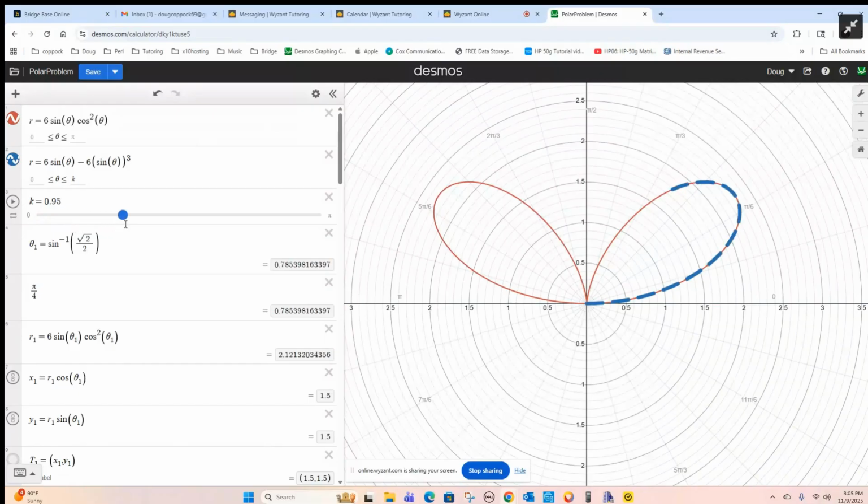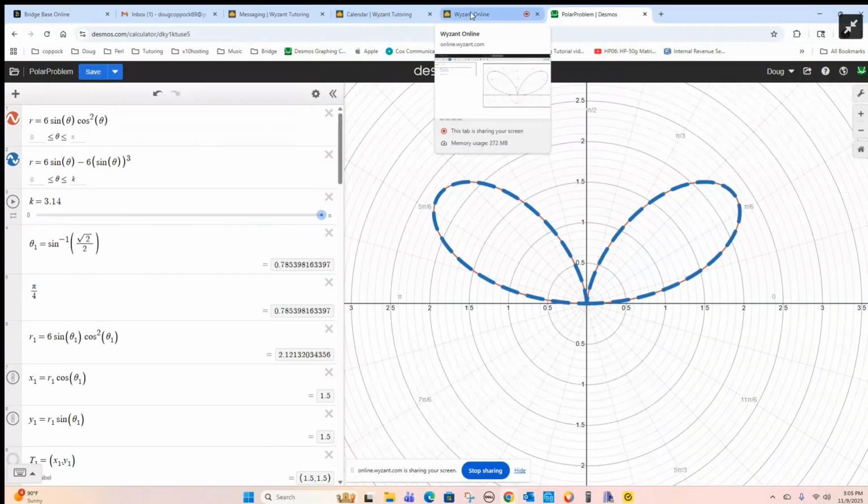And so there it is as we approach pi over 2. And now as we go into the second quadrant, we go up this way. So the entire graph gets traced out when theta is between 0 and pi. You don't really need to go all the way to 2 pi.